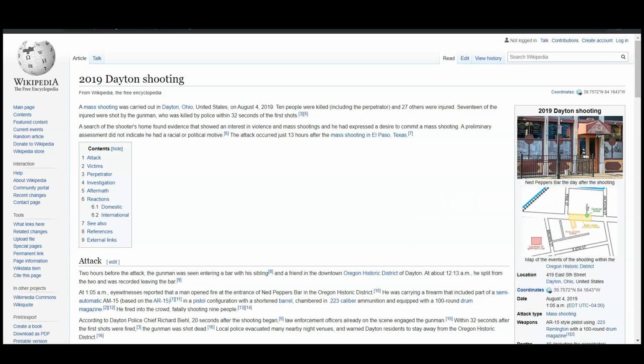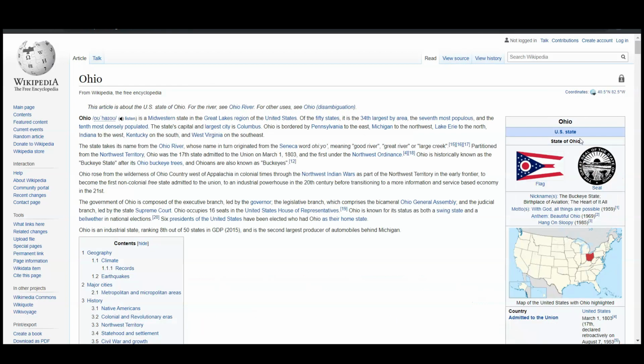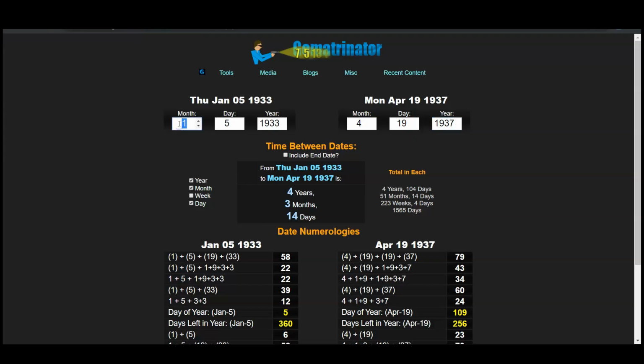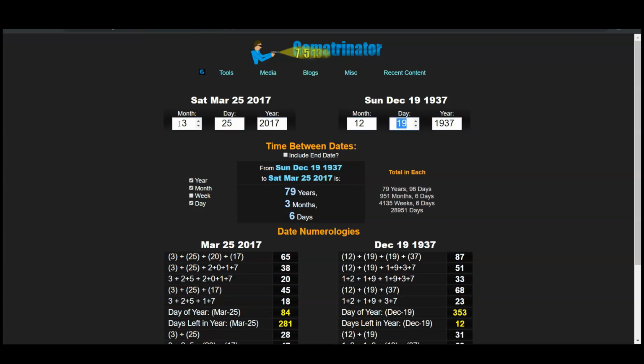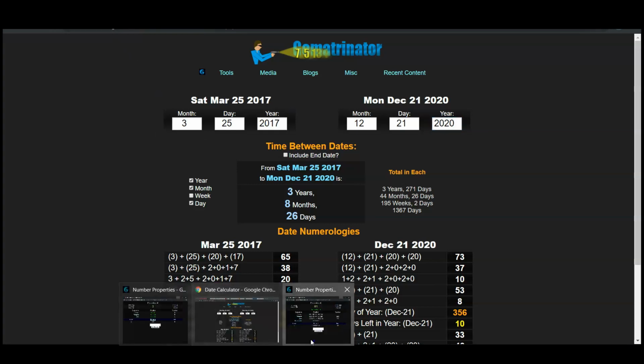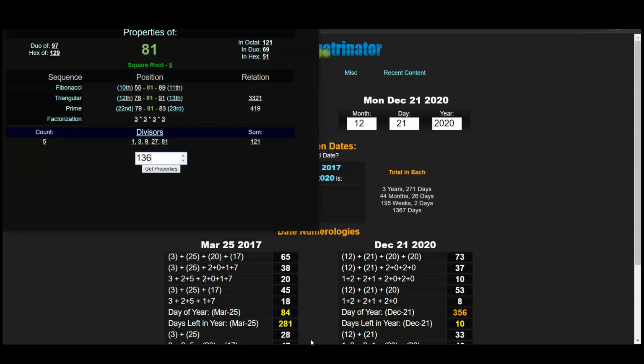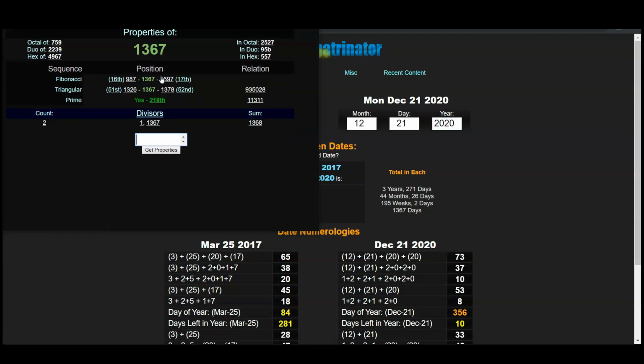was the location. And what makes that significant is that Ohio's flag has the Great Conjunction Trigon on it. And if we go back here and look at this start point of 3/25/2017, and we go to 12/21/2020, that's 1,367 days after the 31st pentagram. And 1367 is our 219th prime.